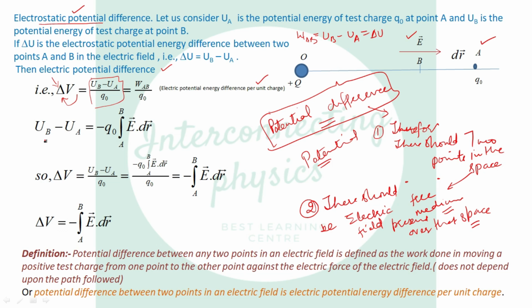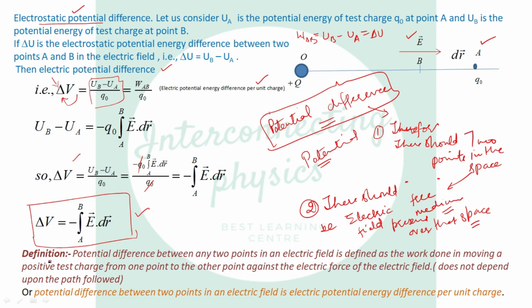We know that UB minus UA is minus Q naught integral from A to B of E dot dr. So when we divide this by Q naught, Q naught cancels out, and we are left with minus integral from A to B of E dot dr. So this is the electric potential difference.